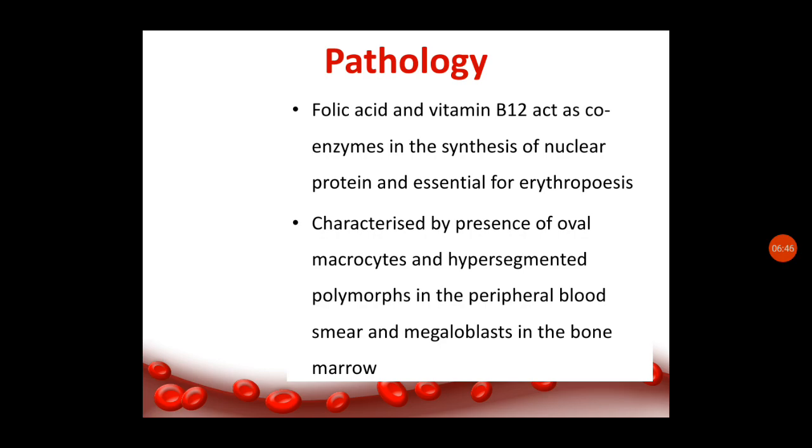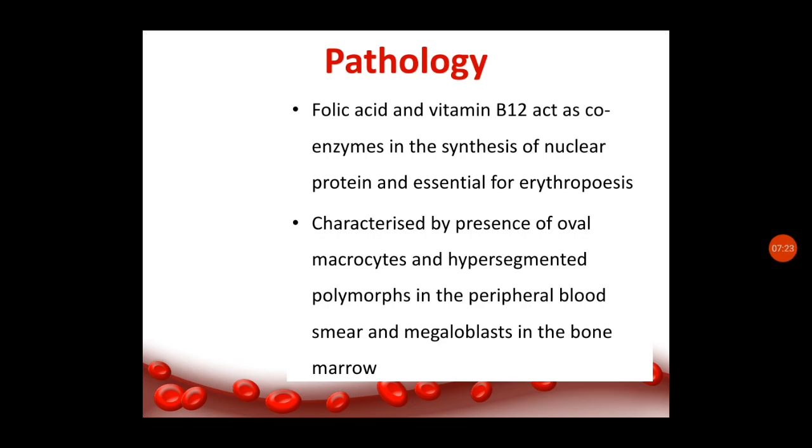So when these coenzymes are lacking or deficient, oval macrocytes can be seen, and hypersegmented polymorphs in the peripheral blood smear and megaloblasts in the bone marrow. When you look at the blood picture of the patient, you can see the macrocytes, that is, the cells are large, and oval in shape. It's normally round, but it is oval here.